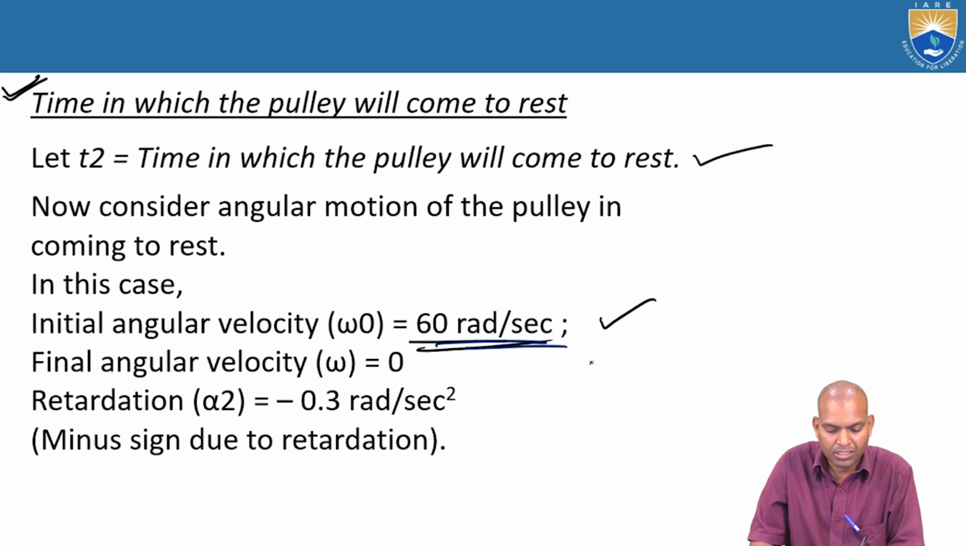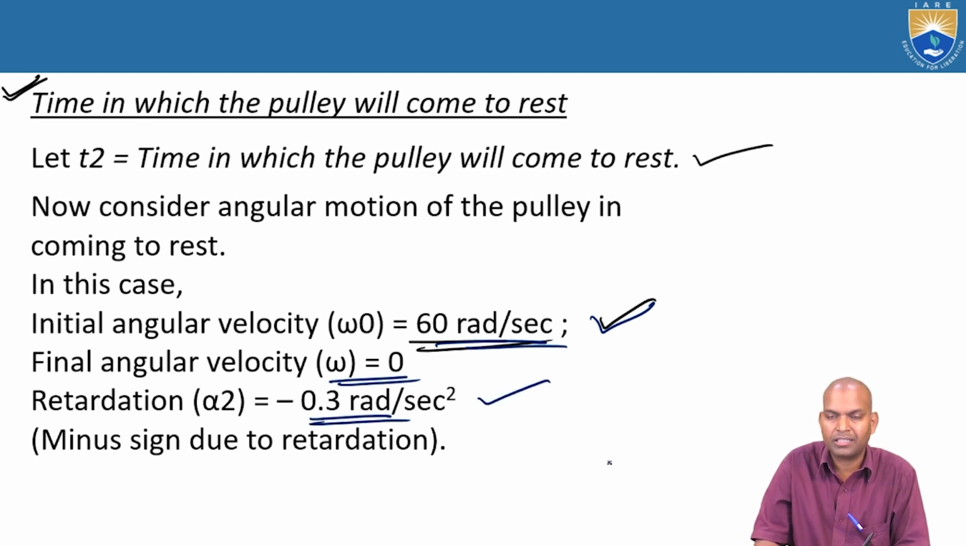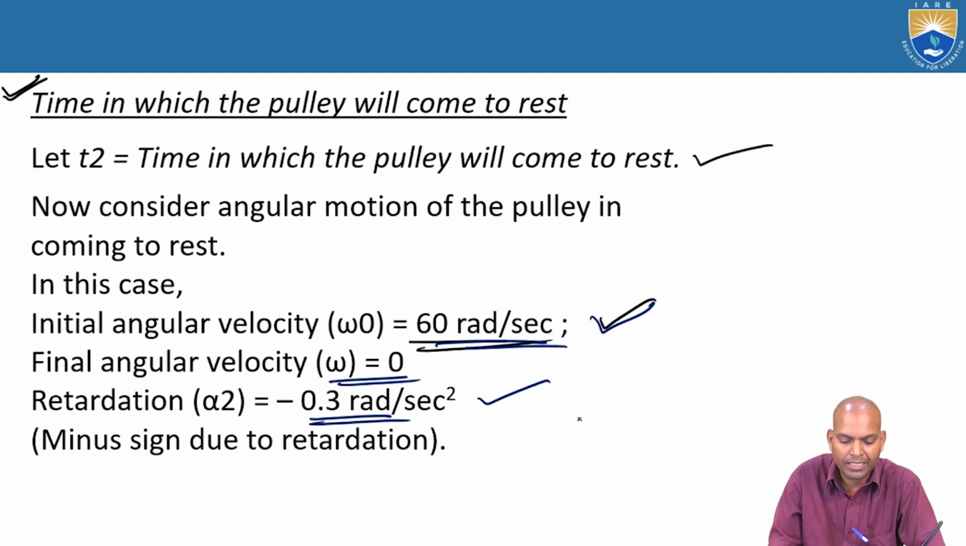Initial angular velocity is 60 radians per second, and the final angular velocity omega equal to 0. Now the retardation alpha is negative, that is 0.3 radians per square second. Why is it negative?